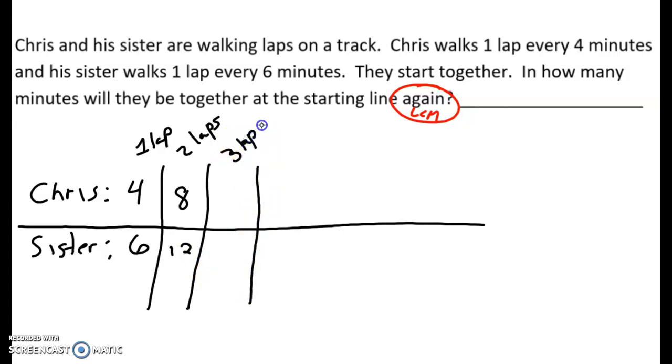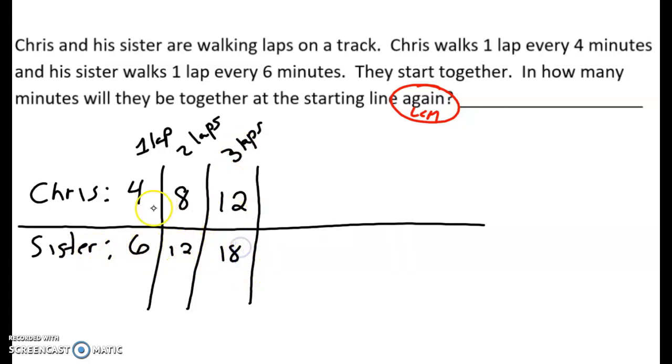Well, let's do 3 laps. Okay. Chris took 4 minutes to do 1 lap, 8 minutes to do 2 laps. What about 3 laps? That's right, it would be 12 minutes. Well, his sister, for 3 laps, is going to do 6, 12, 18.